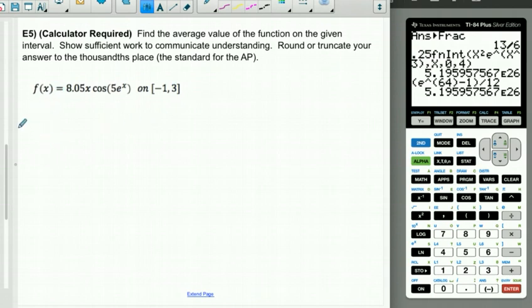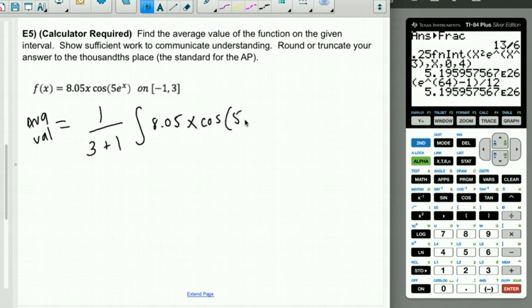So the trick here is the AP is not gonna give you credit for calculator notation. So what the AP needs to see, right? The AP needs to see the same thing they've seen on every other problem. They need to see the 1 over b minus a. So in this case, that'll be a 1 over 4, right? The integral of 8.05x cosine of 5e to the x with respect to x, and you're integrating from -1 to 3. That's what the AP needs to see, and then they need to see the answer.